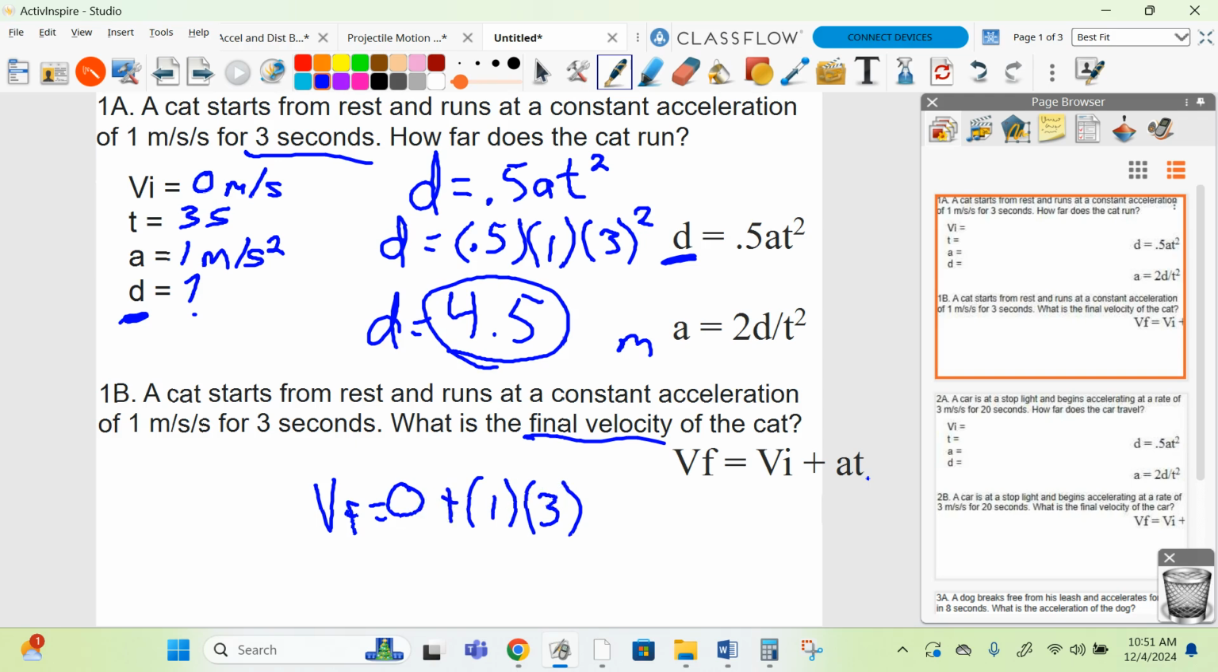0 plus 1 times 3, VF is 3 meters per second. And again, I'm only entering the number in the form. I don't want to put in the meters per second. That just helps with reducing the amount of errors whenever you're putting in your units.